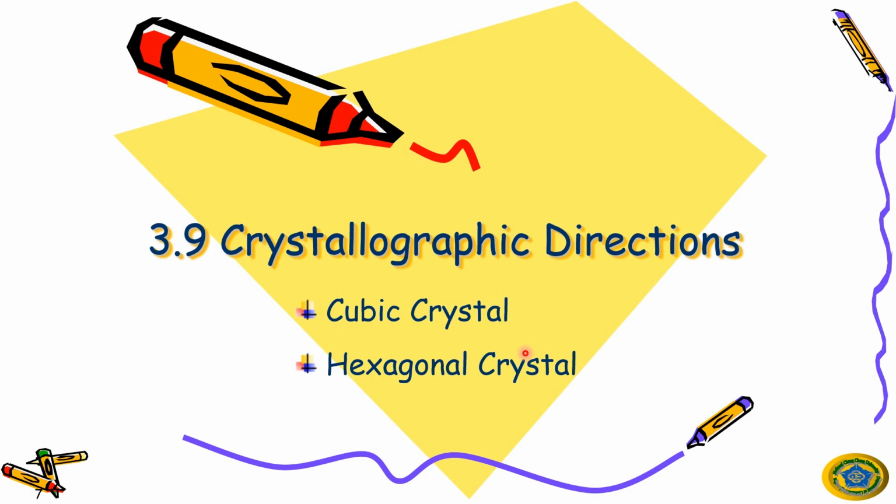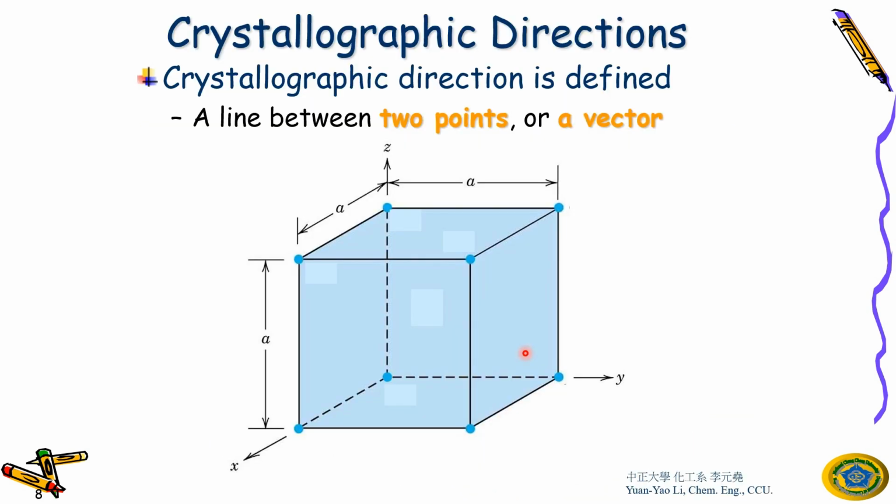There are two topics we want to know. One is cubic structure, cubic crystal, and one is hexagonal crystal. This is very simple, so I just let you know. This is a cubic structure, where a equals b equals c, right? That's the easiest case you want to know. The crystallographic direction is defined as a line between 2 points, or a vector. I think you have learned this before. So if you have a vector, for example, from here to here, how are you going to address this?